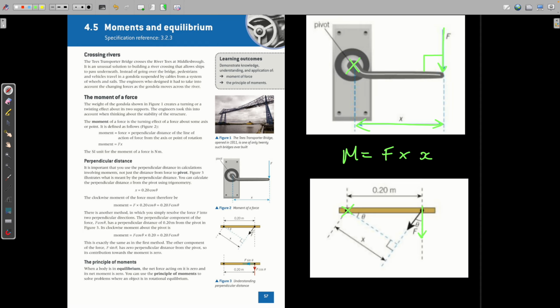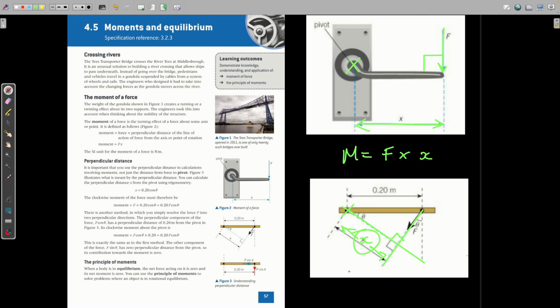So you need to find the perpendicular distance to the pivot from the line of force. So you draw a line down like this from the line of force, and then you draw a line from the pivot directly to the line of force, and that forms the perpendicular distance. So the perpendicular distance is here, it's x. So this distance here is not the perpendicular distance, it is this distance here.